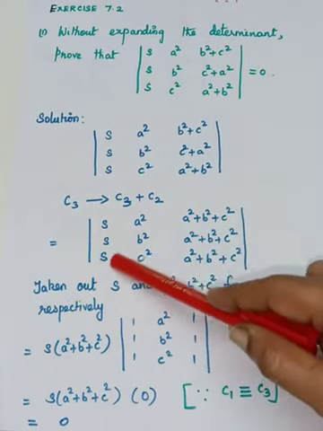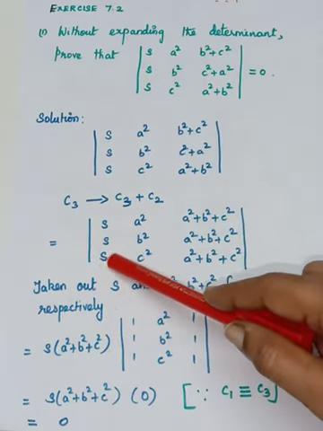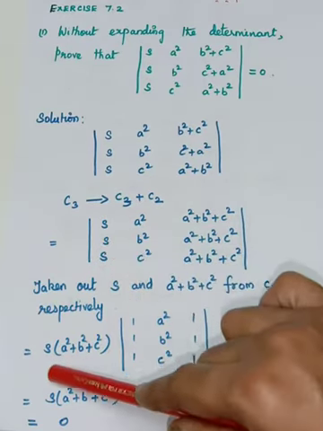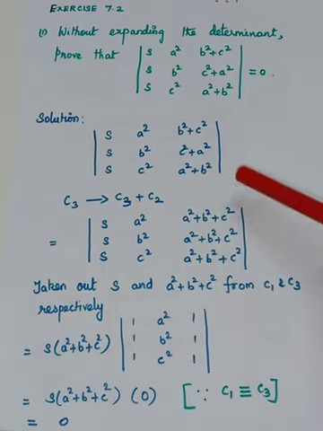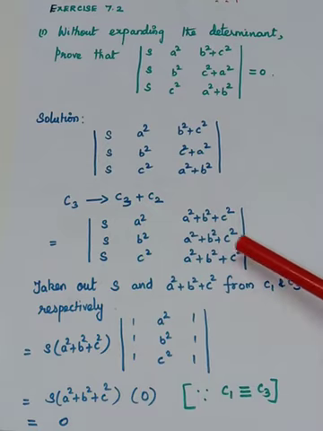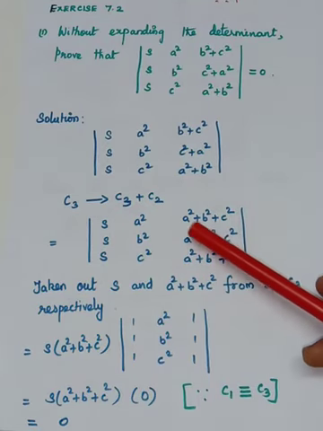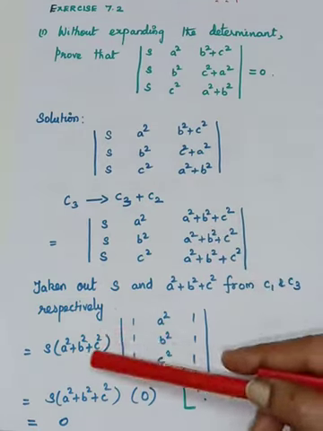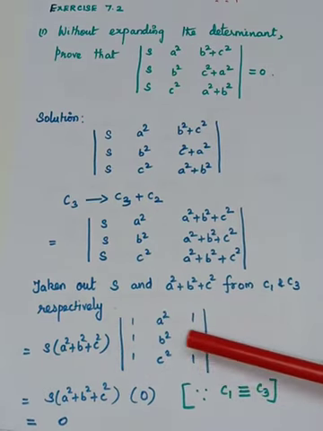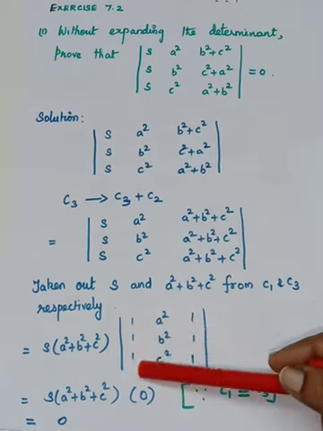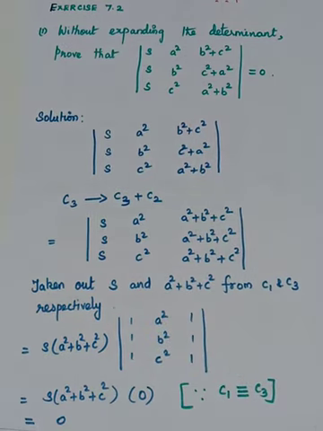From the C1 column, if all the entries are the same, they can be taken out. In the same way, you look at your C3. What is the same entry? a square plus b square plus c square. So from C3, you can take out a square plus b square plus c square. If you take it out, here also you will have 1, 1, 1. You look at your C1 and C3, how they are the same, they are identical.